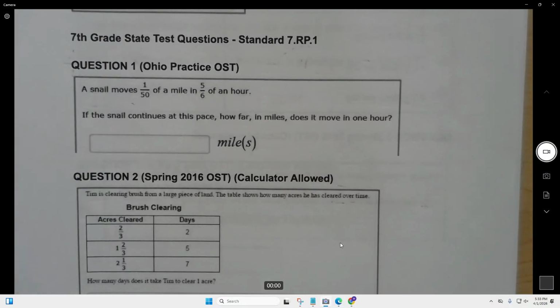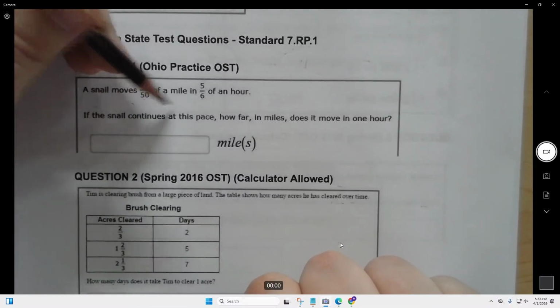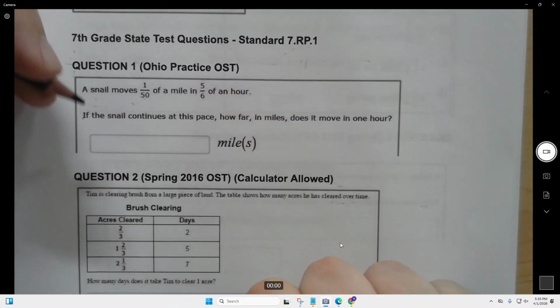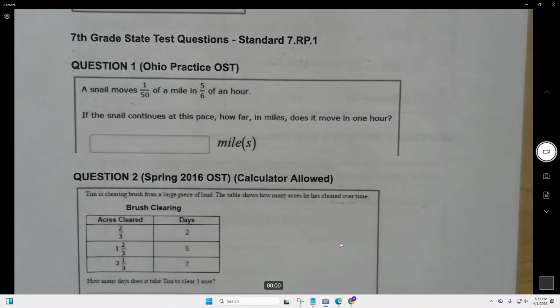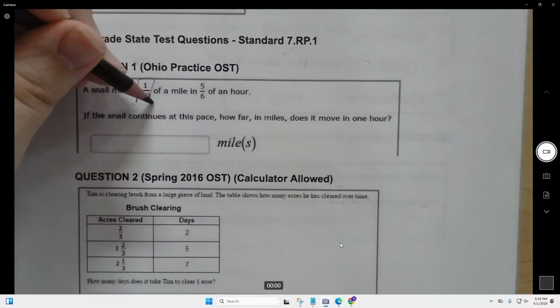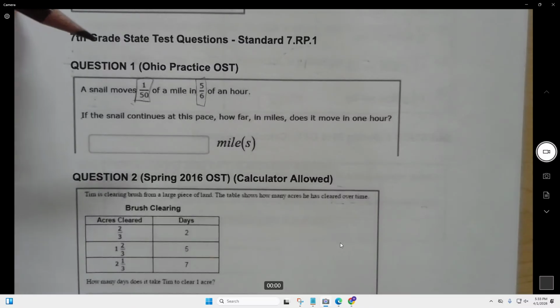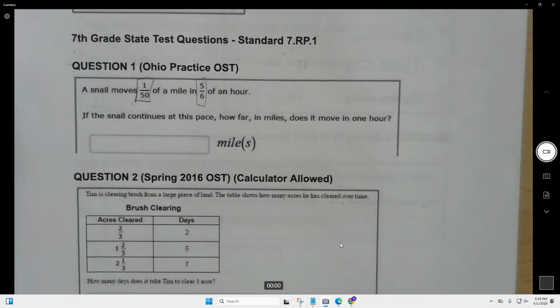Let's get right in. A snail moves 1/50th of a mile in 5/6 of an hour. If the snail continues at this pace, how far in miles does it move in 1 hour? So it's moving 1/50th of a mile in 5/6 of an hour. All right. So the first step that you would want to do is figure out how far it's moving in 1/6 of an hour, because there's no easy way to go from 5/6 to 6/6 by multiplication.